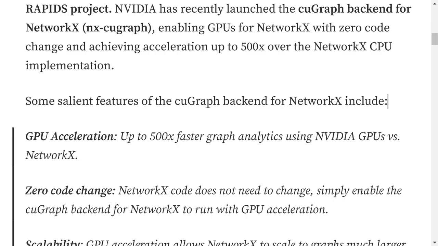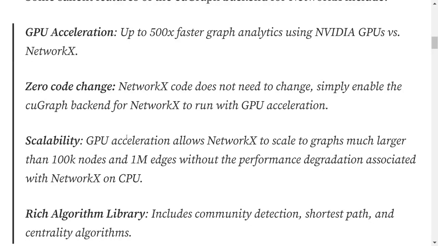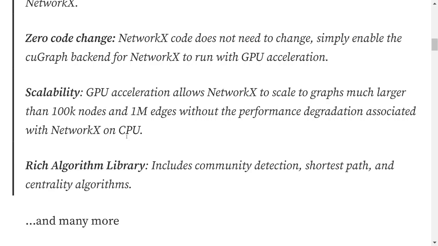Now talking about certain salient features of cuGraph. The GPU acceleration we have already talked about, providing about 500 times faster graph analytics. Zero code changes are required. As mentioned, you just need to set one environment variable. Scalability is very important as the acceleration is huge. Now you can work with much bigger graph datasets that can have up to 100k nodes and 1 million edges with ease, with no performance degradation. And last but not the least, a rich algorithm library. So basically it covers about 60 different graph analytical algorithms that include community detection, shortest path, centrality algorithms, and whatnot.